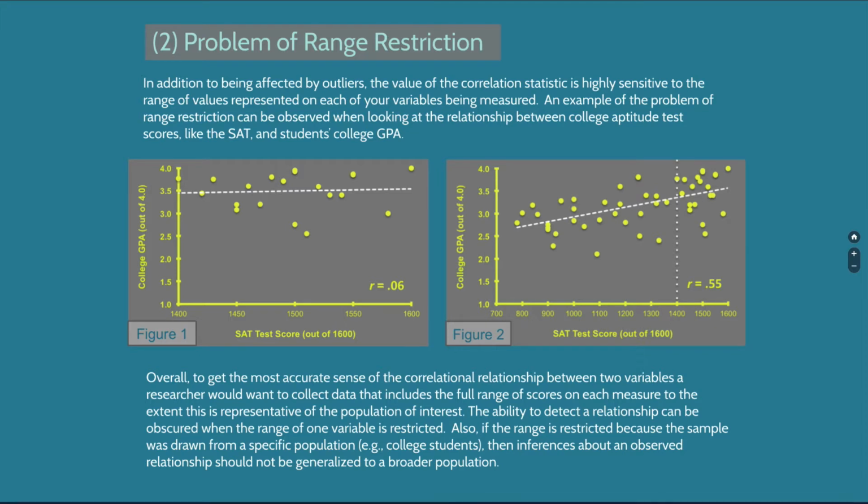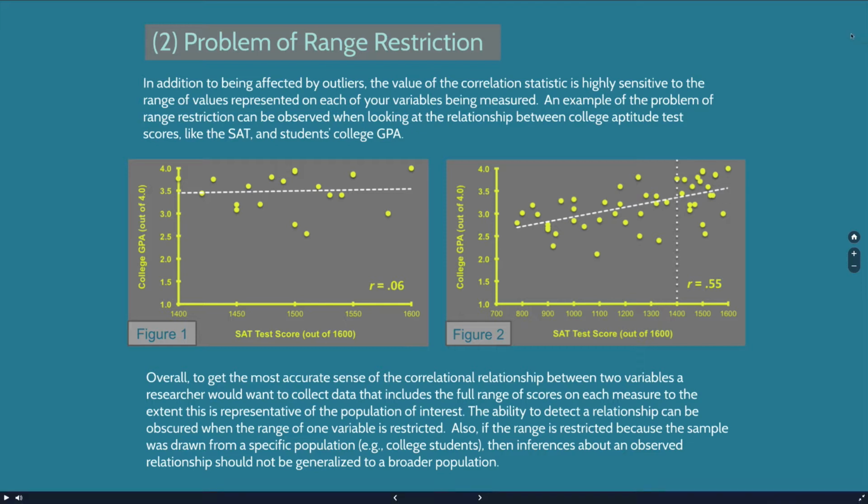A second limitation of correlation is the problem of range restriction. In addition to being affected by outliers, the value of the correlation statistic is highly sensitive to the range of values represented on each of your variables being measured. An example of the problem of range restriction can be observed when looking at the relationship between college aptitude test scores, like the SAT, and students' college GPA.